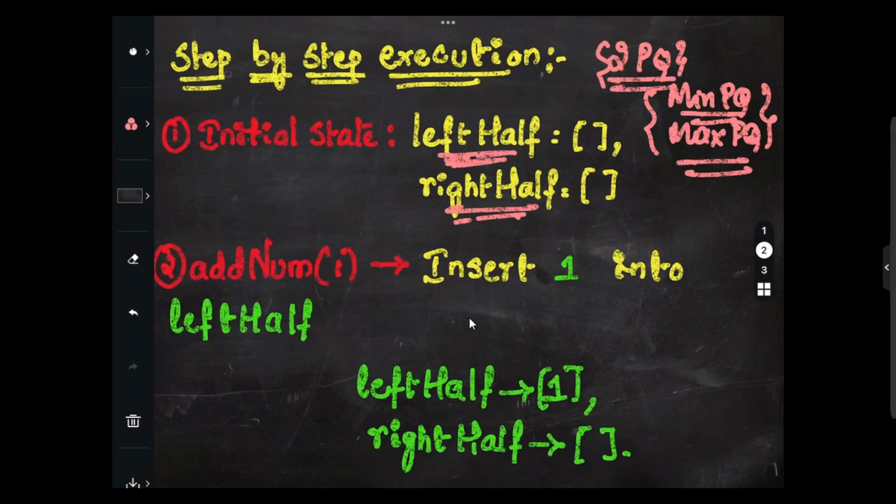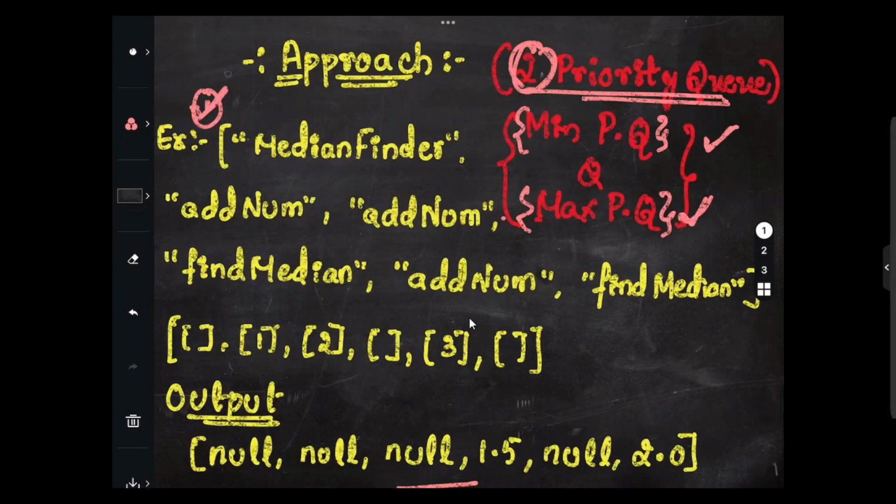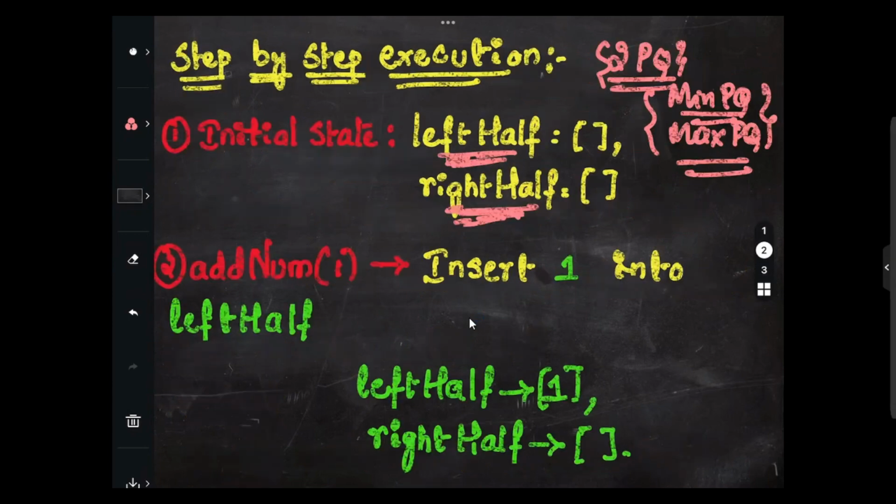First, the initial state, we will be initializing the left half to an empty array and the right half to an empty array. This is the median finder initialization part, left half and right half. The output will be null in this case because it is the initialization part, so the return value is null.